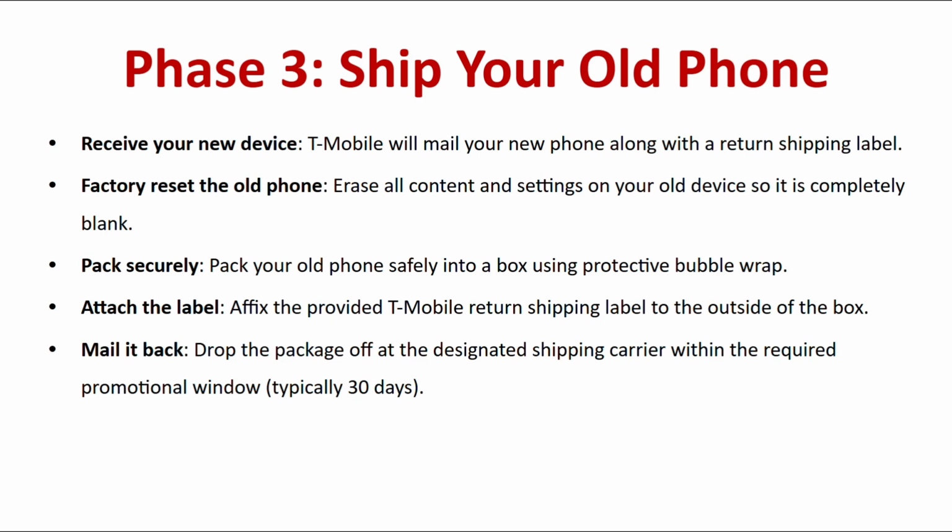Now pack securely. Pack your old phone safely into a box using protective bubble wrap. Attach the label. Affix the provided T-Mobile return shipping label to the outside of the box. Mail it back, then drop the package off at the designated shipping carrier within the required promotional window, typically 30 days.